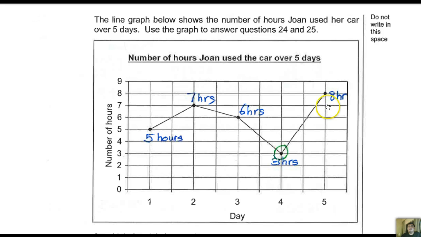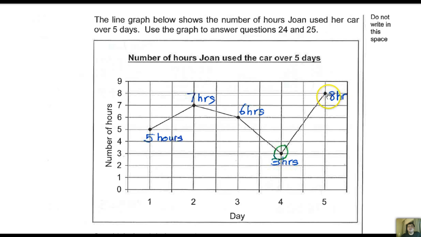Now the line graph below shows the number of hours Joan used her car over 5 days. Day 1, 2, 3, 4, 5. Okay, then use the graph to answer questions 24 and 25. What I usually do is this. I'll get this thing done. 1 hour, make sure I label it correctly. 5, put it 5 hours. 7, 6, 3, and so on.